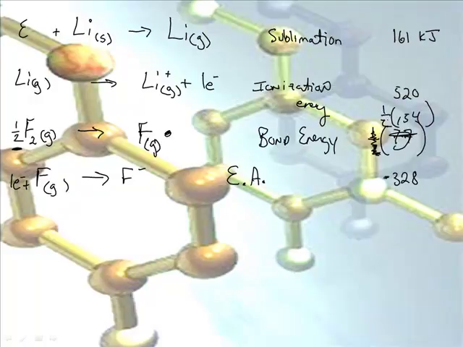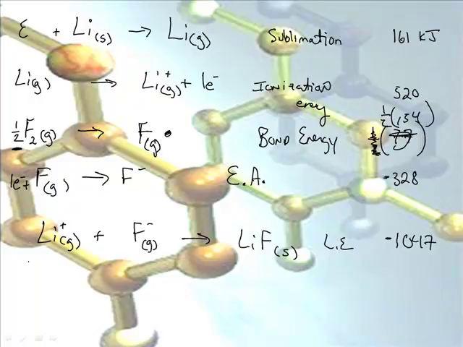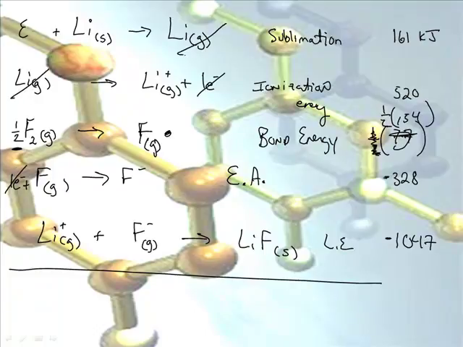And now, lastly, we can use our lattice energy equation: Li positive gas plus F negative gas makes LiF solid. This is called the lattice energy. We'll call it Le. And that value is usually quite large and negative. It's negative 1,047 kilojoules. Now, the good news is we can now do some cancellations. The electrons go away. The lithium gas goes away. You have Li positive here, and you have Li positive here, so they go away. And the F minuses go away.